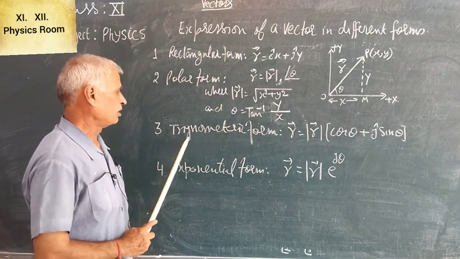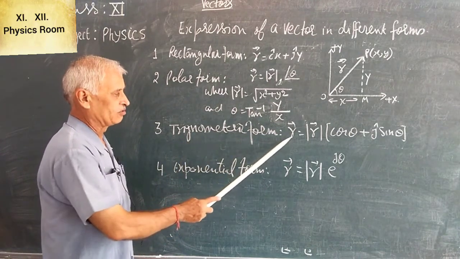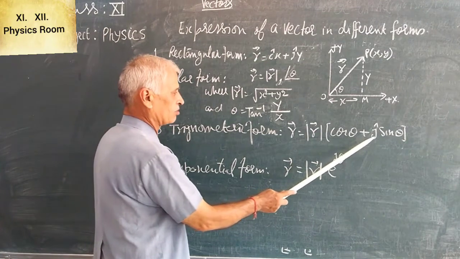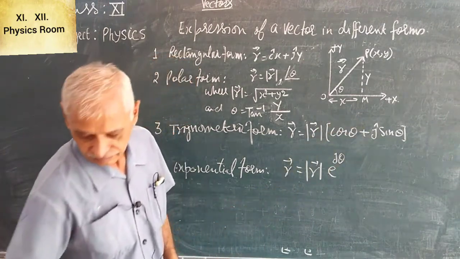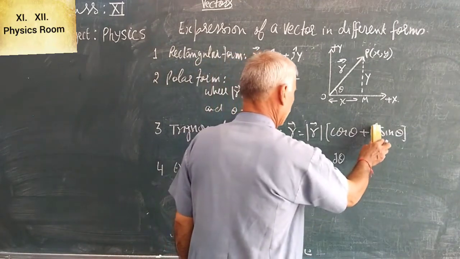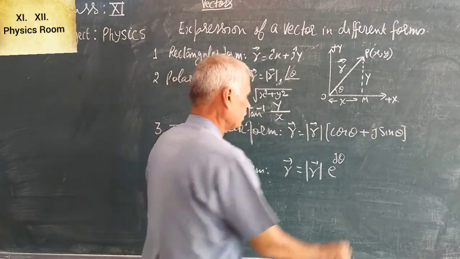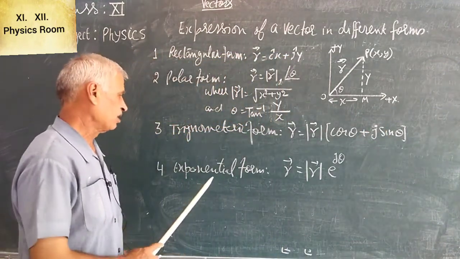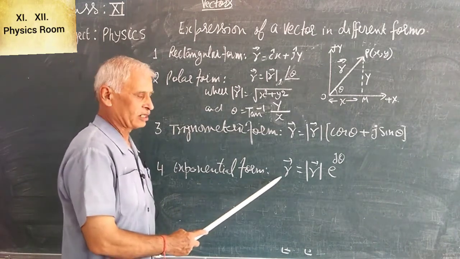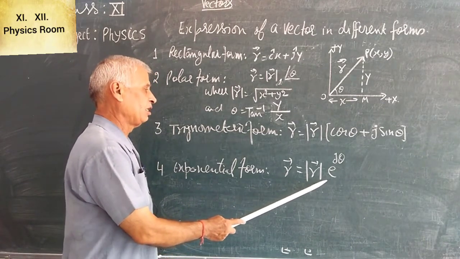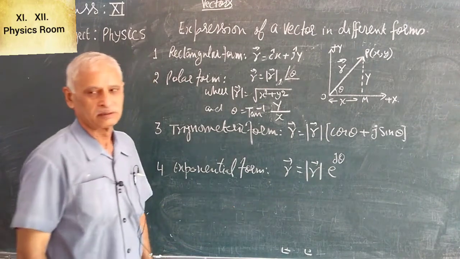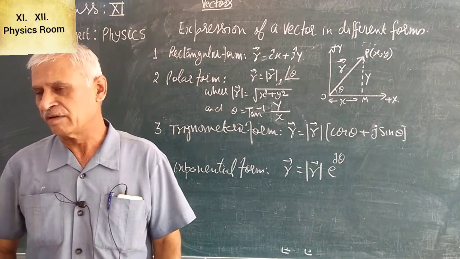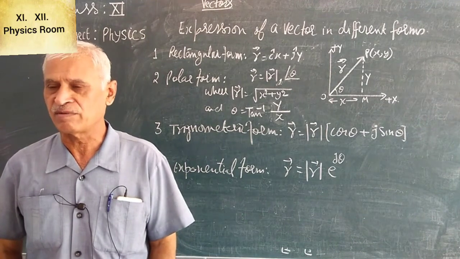And the third form, in trigonometric form, is expressed as vector r equal to mod r into, within bracket, cos theta plus j sin theta. It is j sin theta, not j cap. You have to put it as j. And in exponential form, it is expressed as vector r is equal to mod r e raised to power j theta. So these are 4 different forms of a vector. The vector is same. The same vector can be expressed in 4 different forms.